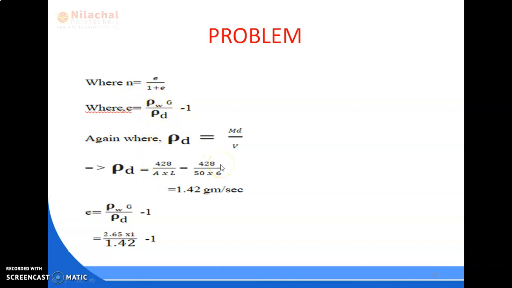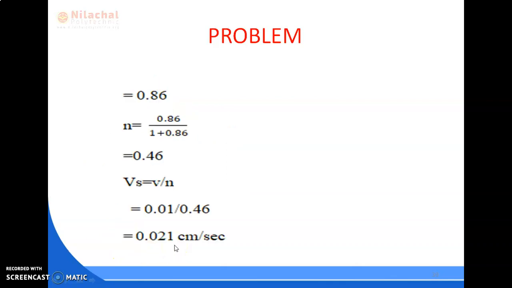So rho D, dry density, equal to MD by V, MD is given. Rho D equal to 420, but volume V equal to area into length. So 420 by 50 into 6 equal to 1.42 gram per cubic centimeter. So rho D value is this much, but we have to find out e. So e equal to 2.65 into 1, rho W value is 1 gram per centimeter cube, it is fixed, divided by 1.42 minus 1. This is equal to 0.86. So this is the e value.